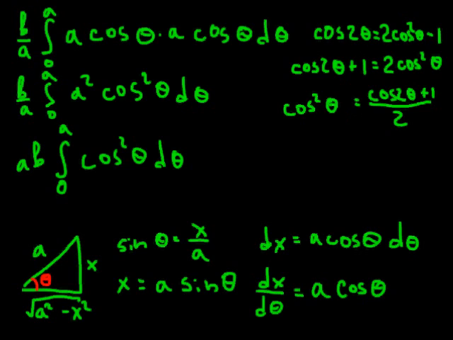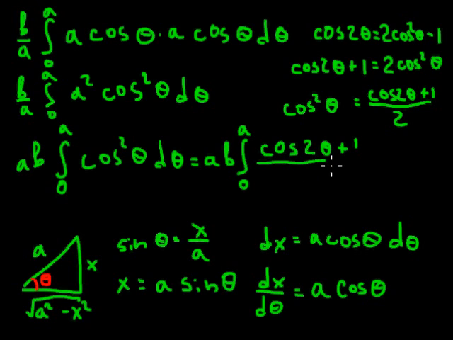We're going to use it, and we substitute into here, and we get a b integral 0 to a. Substitute into here, and we have cos 2 theta plus 1 divided by 2, and of course d theta.